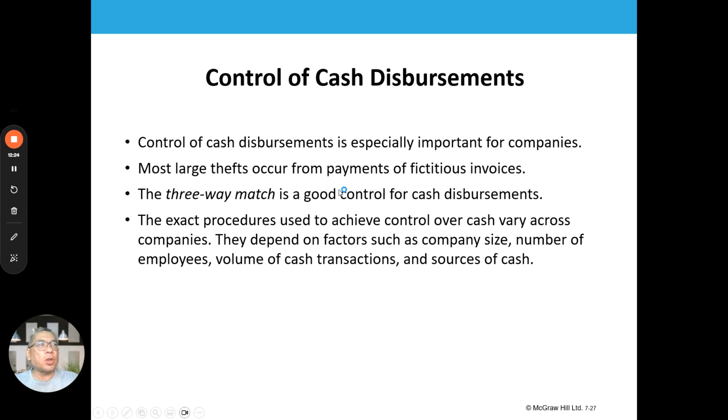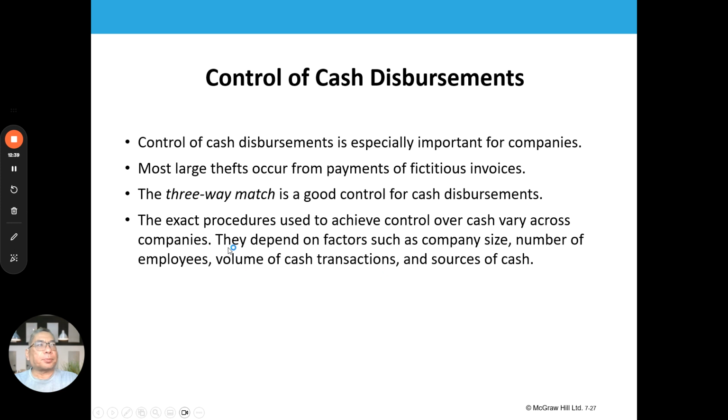Most theft occurs from payment of fictitious invoices. This is the most common type of theft. Three-way matching is a good control of cash disbursement, so there must be a three-way control system.